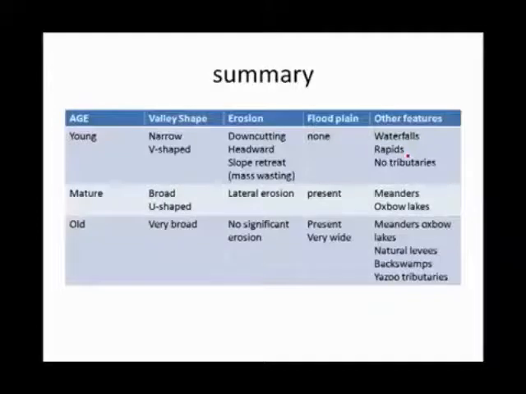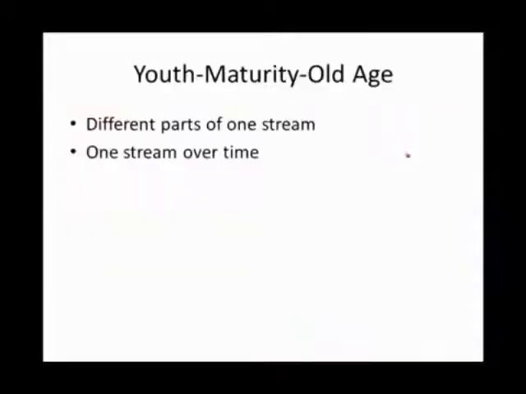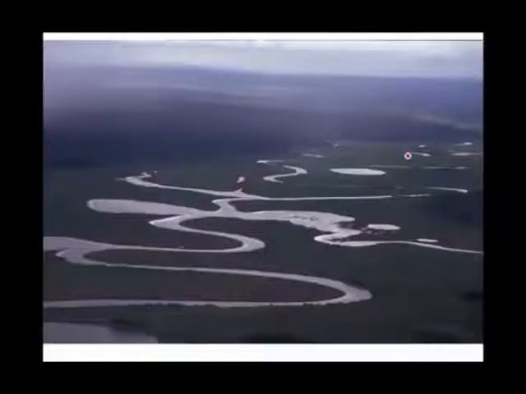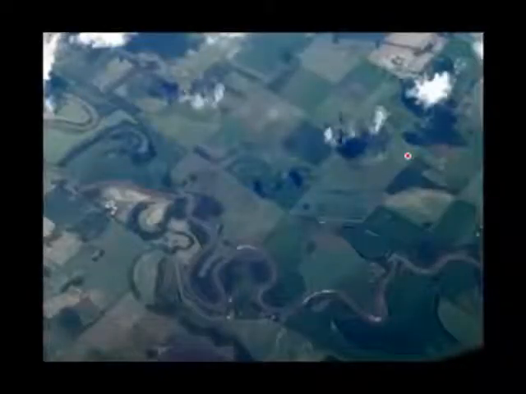Here's a summary of all the features I just talked about. Whether a river is young, mature, or old, it's a gradual process that could happen in different parts of one stream, or it could happen to one stream over time, making a young river become mature, and finally, an old river.